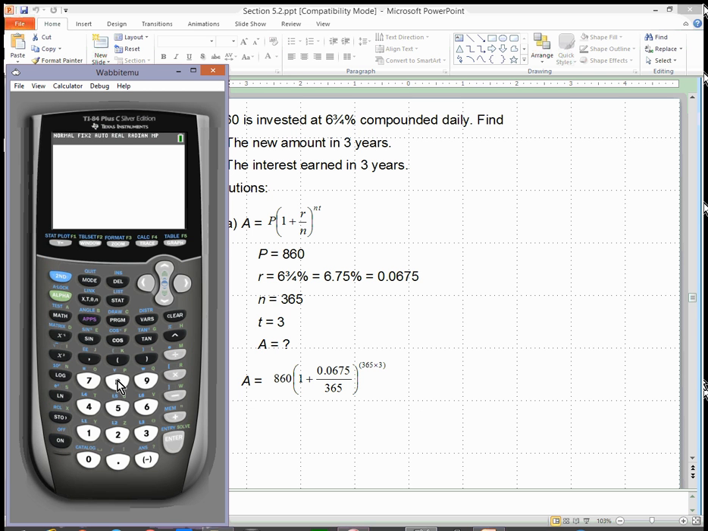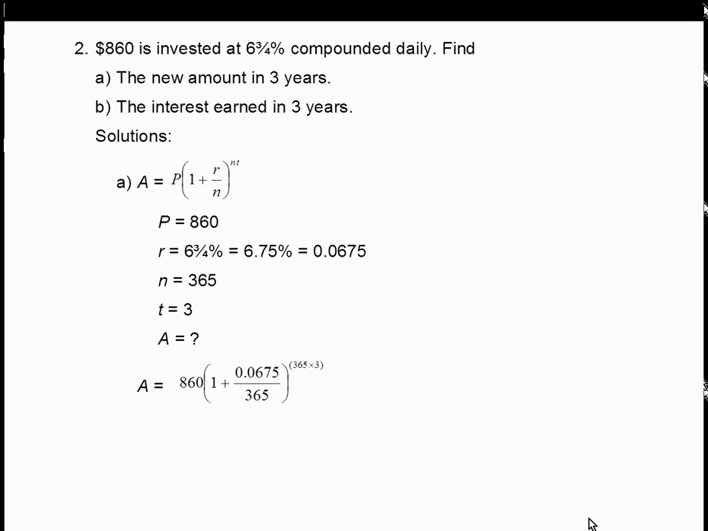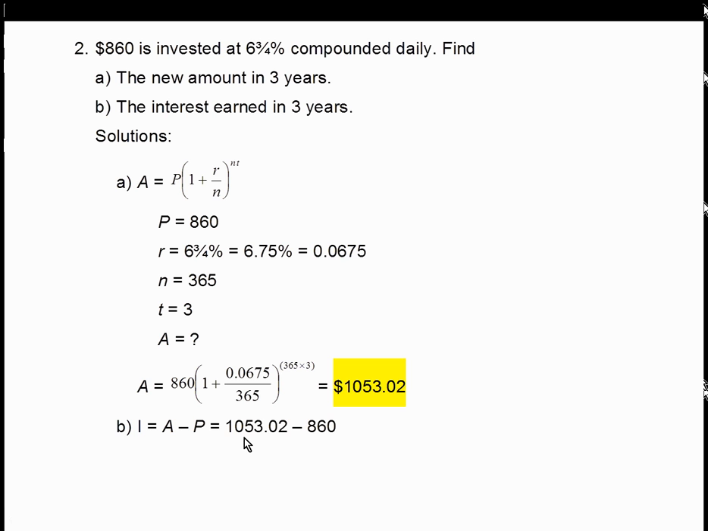Then quit that. So I have 860, open parenthesis, 1 plus 0.0675 divided by 365, close, raised to, open, 365 times 3, close, enter. We get $1,053.02. The interest earned in 3 years is going to be A minus P. So 1,053.02 minus $860, we get $193.02 in interest.